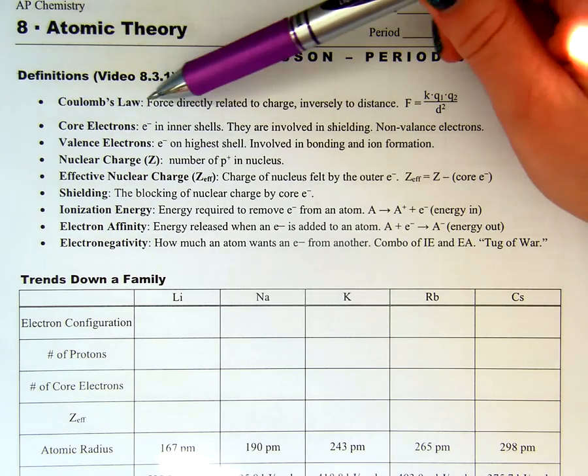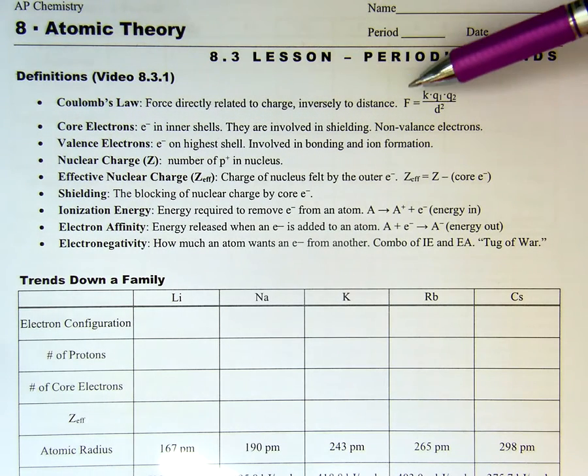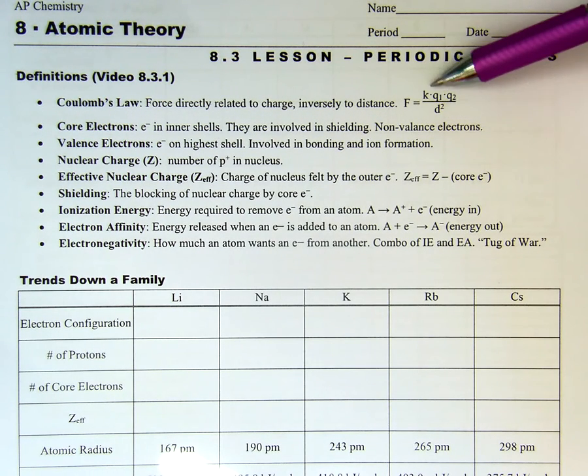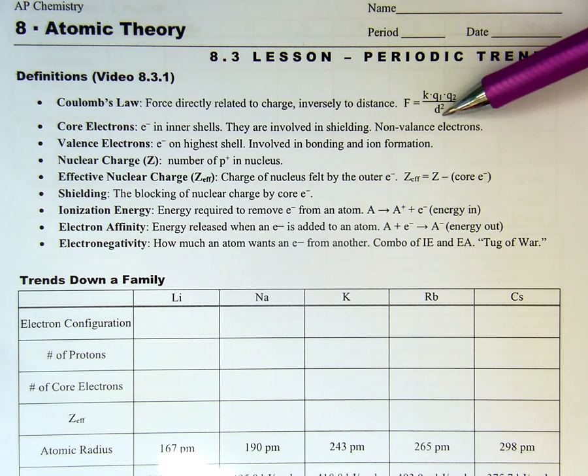So the first one is Coulomb's law, and Coulomb's law states that the force is directly related to charge and inversely related to distance. So K is some constant, Q1 and Q2 are our two charges, and d squared is our distance. So we can see that the stronger the charges, the more attracted they are to each other, but the farther apart, our force and our attraction drops off quite quickly.